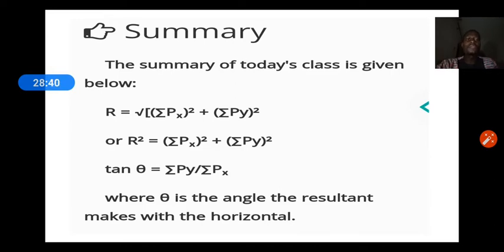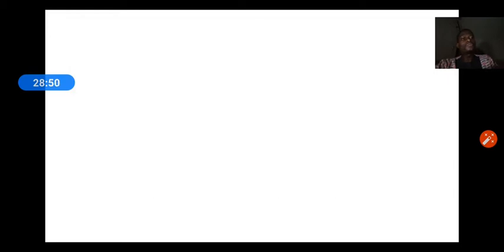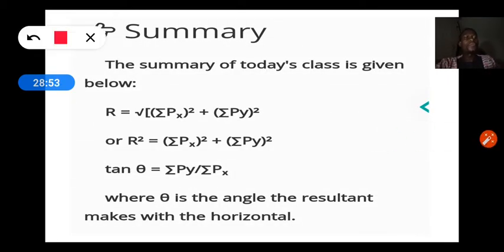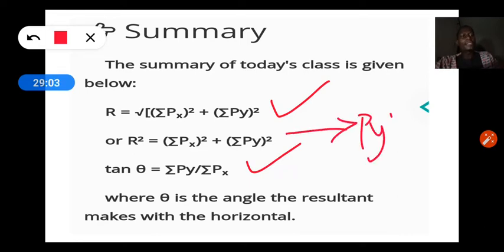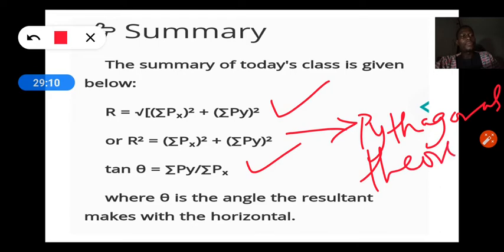Let's quickly summarize. As you can see on this screen, our last page, this is the summary of what we have used today, both this and this. And you see that what we are doing here is what? Pythagoras theorem. That's what we are applying. Okay, so easy, right? Now our tan theta will always be summation Py over summation Px.